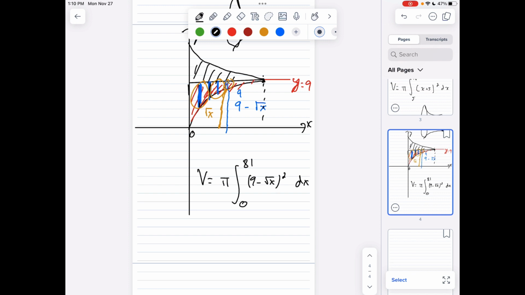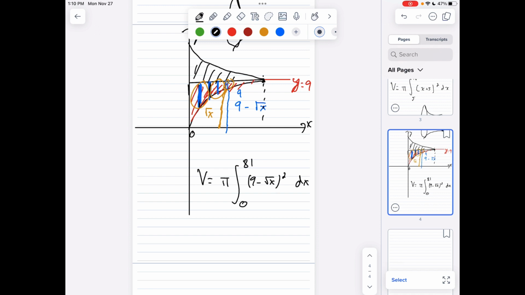The biggest issue with these problems is really just your setup. The difficulty is always what you're integrating. The integral itself is not too bad. At most you would typically do a U substitution with these. And this one you'd have to FOIL things out and then integrate each term. But the most difficult part is always the setup. That's the big question when you're rotating a region around an axis and you're asked to find the volume.